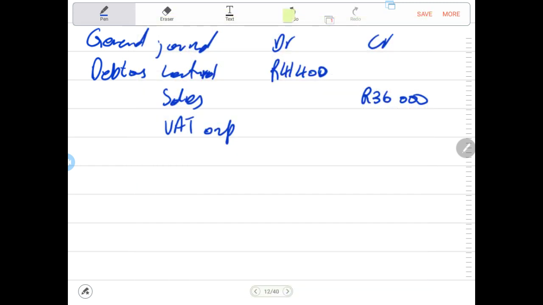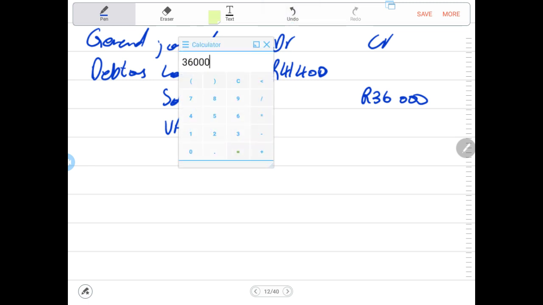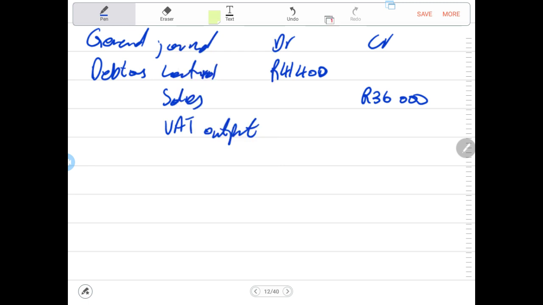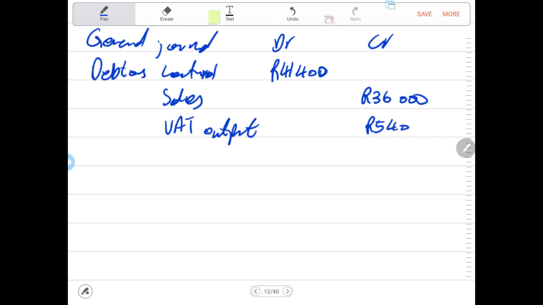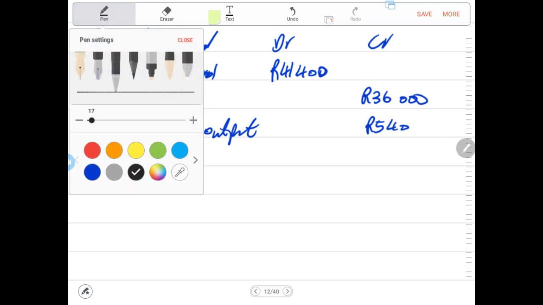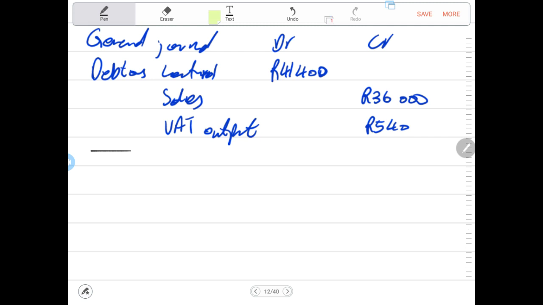I want to minimize you and move you there. Then we have VAT output. 36,000 is the price before VAT. We can just say times 15 over 100 or times 0.15. So our output VAT is 5,400 rands. Then after, the second part of this is the recording of the cost of sales.